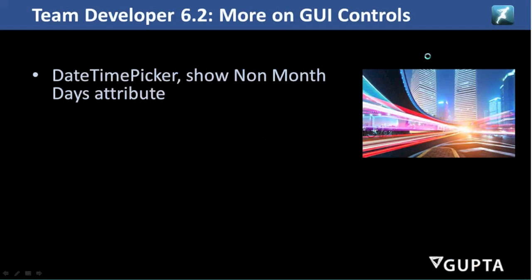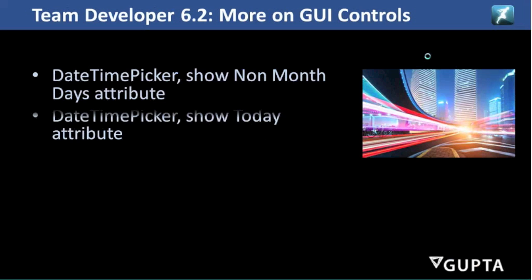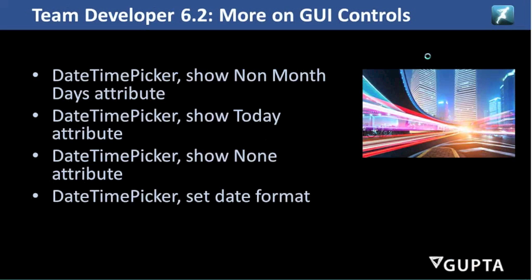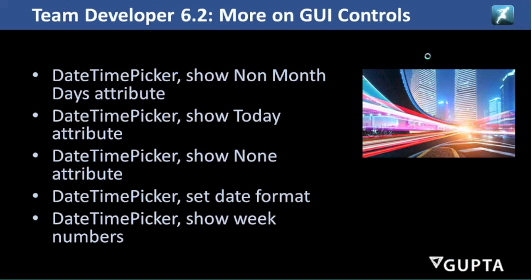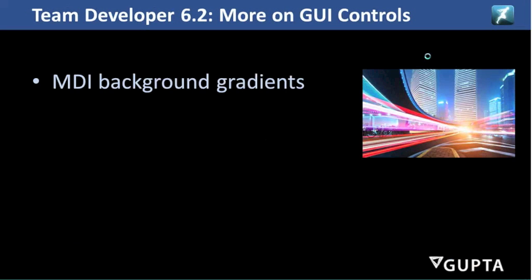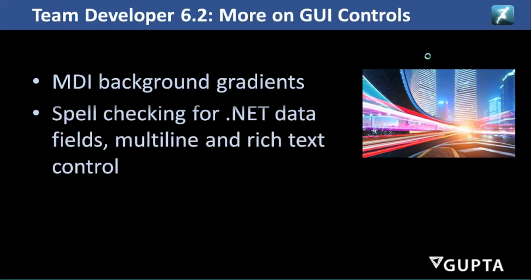So other things in GUI controls. The date time picker show non-month days attribute. Basically, the date time picker has been made compatible with the date picker, which had all these things before. Show week numbers, show non, all these things. For MDI backgrounds, you can now set the theme gradient to be the MDI background. We have spell checking for .NET data fields, multi-line and rich text controls.